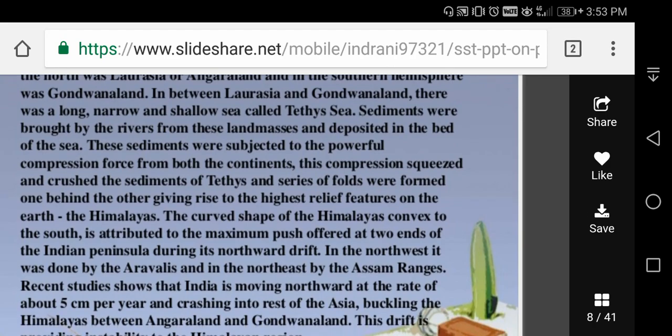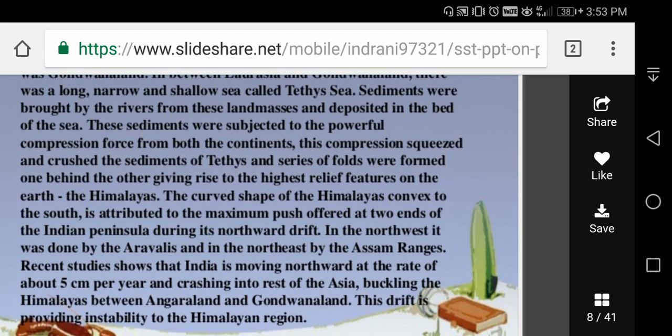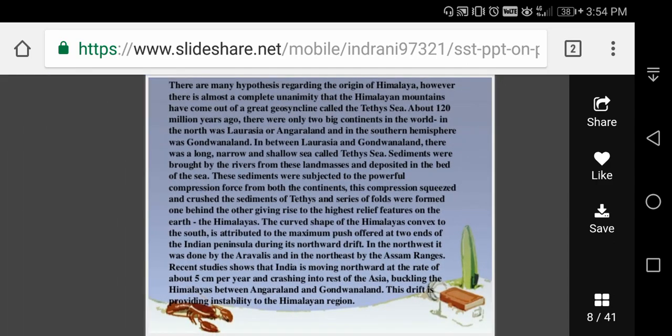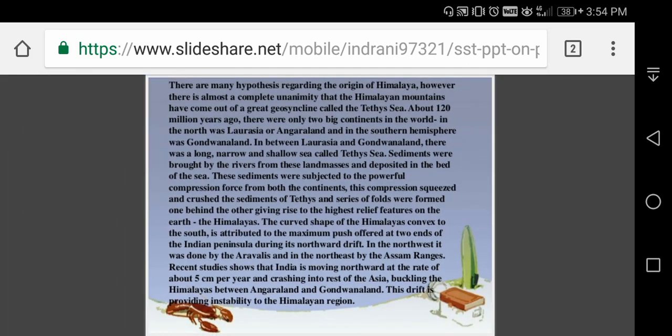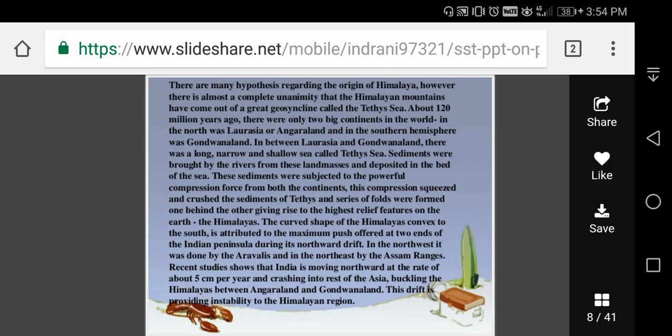Recent studies show that India is moving northward at the rate of 5 cm per year and crashing into the rest of Asia, buckling the Himalayas between Angaraland and Gondwanaland. This drift is providing instability to the Himalayan regions. This is the formation of the Himalayas. It is also not included in your syllabus, but for your better knowledge I have given it.